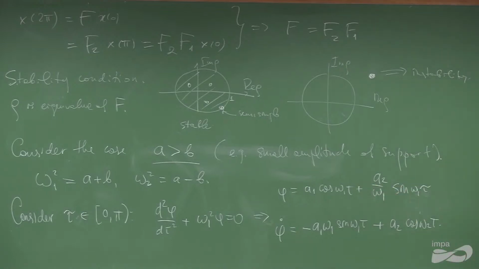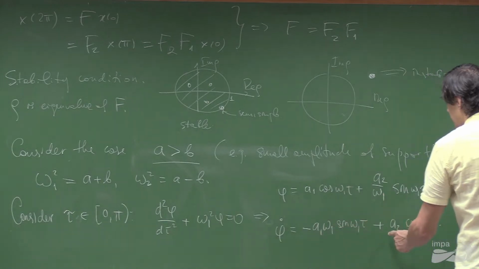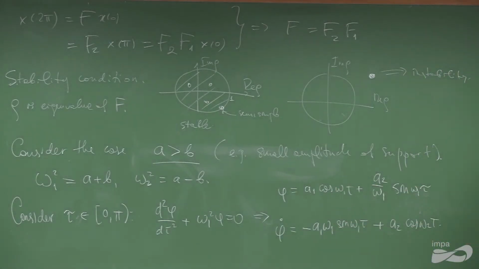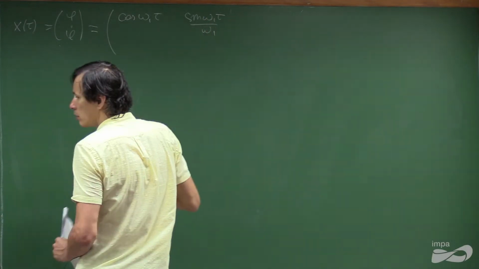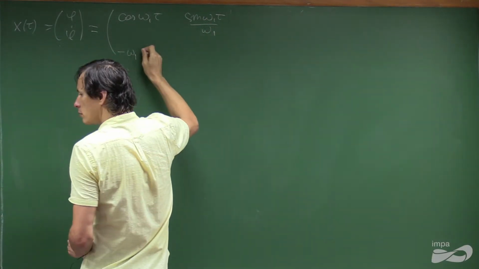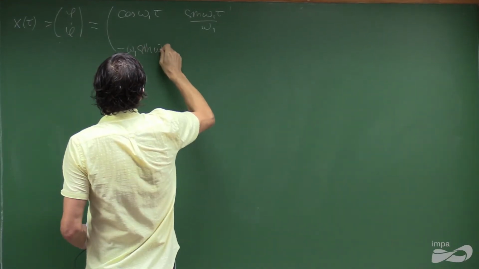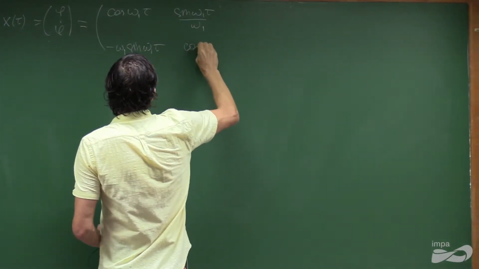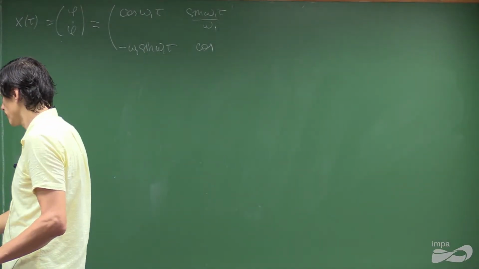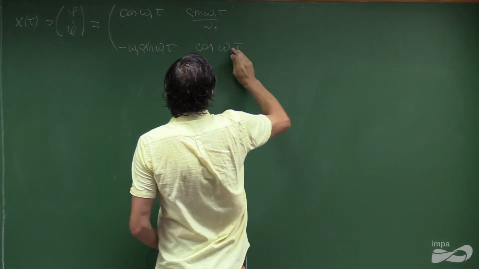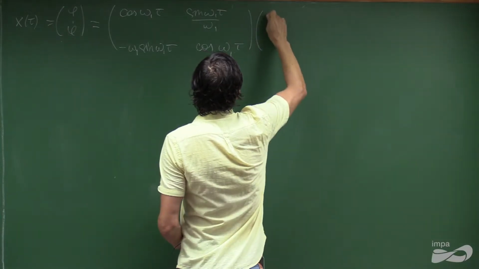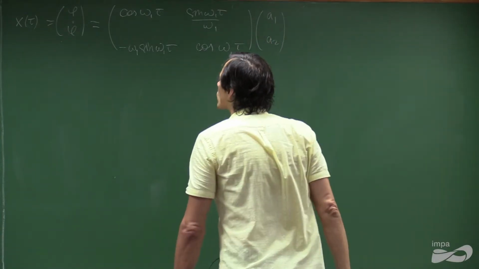And then we can write it with the coefficients A1, A2, and put cosine and sine inside the matrix. So it will be cosine omega 1 tau. Here it will be sine omega 1 tau over omega 1. Here will be minus omega 1 sine omega 1 tau, and here cosine omega 1 tau, times A1, A2. So this is a general solution.